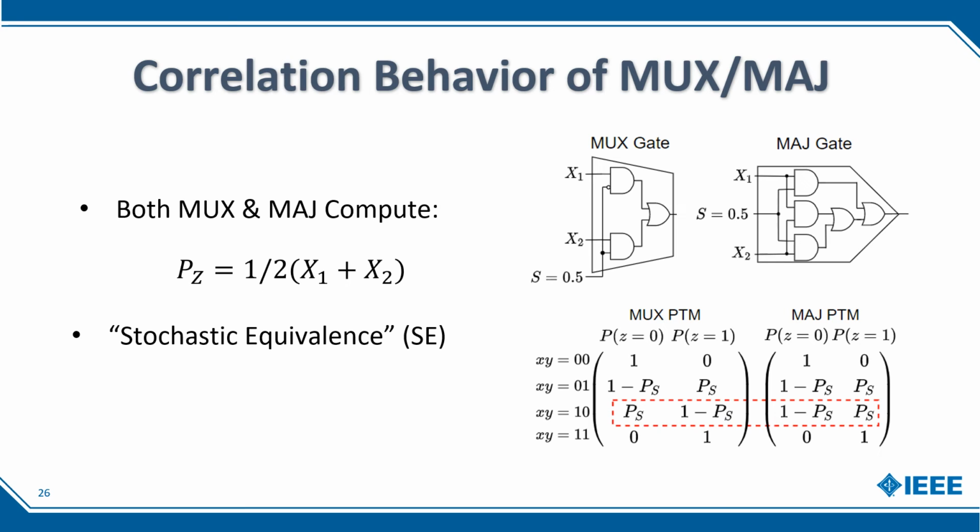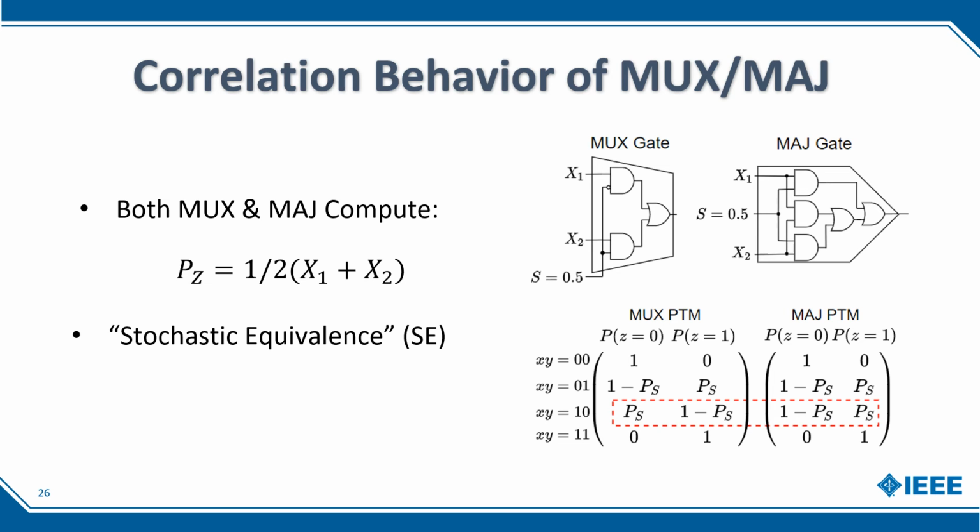The adder is typically implemented using a mux gate. It turns out, however, that it's possible to find alternative circuit implementations that yield the same expected output probability. One such example is the so-called majority gate, shown in the upper right, which outputs a 1 if 2 or more inputs are 1, or 0 otherwise. We can therefore say that the mux and majority gates are stochastically equivalent.